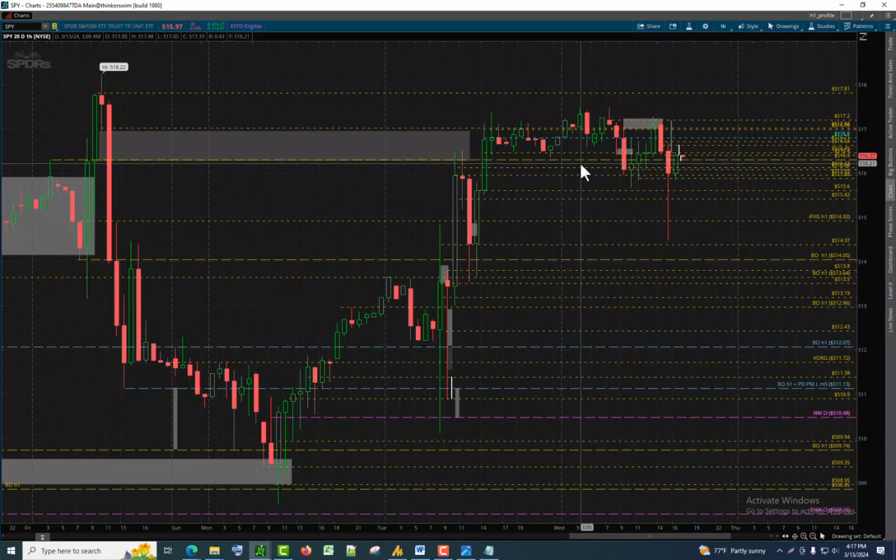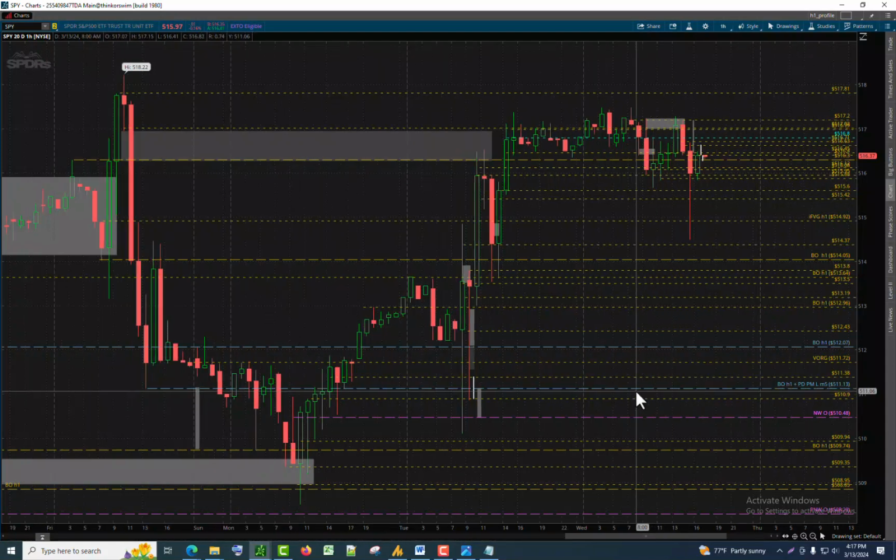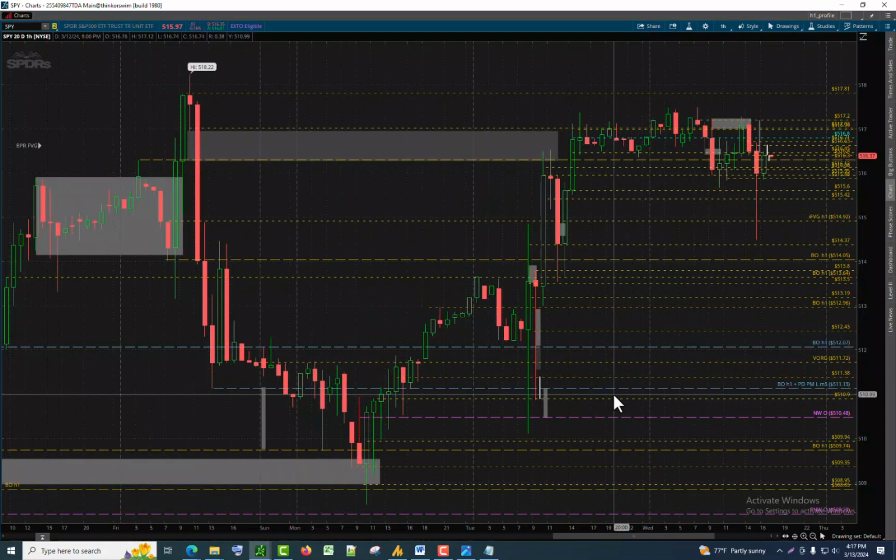If we short them, then the target is going to be this huge. We have 511 right there. You see that level, 511, or this level. $511 at the key level.